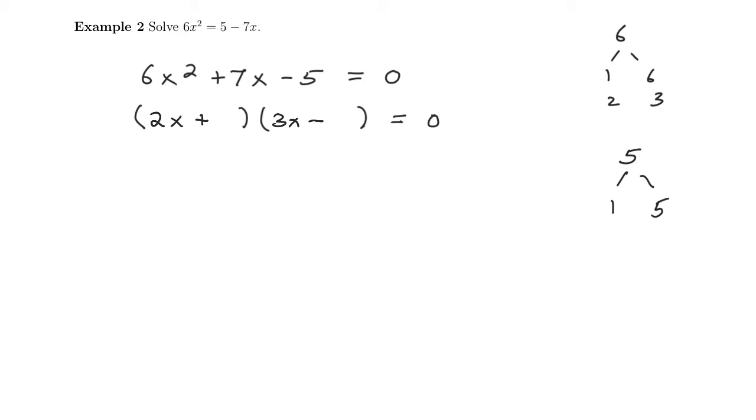But now I need a 1 and a 5. So I'm, again, just going to guess. I'm going to say 1 and 5. And now I'm just going to check to see if my middle term works. Will I get a positive 7 for my middle term? So I do 2 times negative 5.